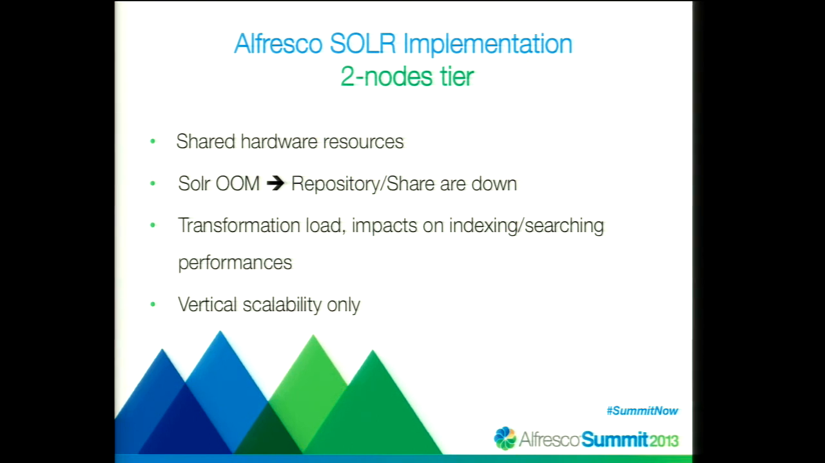When SOLR asks for the content, there is a transformation load on the Alfresco side. So when you put everything in the same box, the indexing process is impacted by the transformation load on the repository, even if they are two separate applications, because both are on the same Tomcat and share the same resources. The transformation load, which is CPU intensive and sometimes memory intensive as well, impacts the indexing, and your end user will have a bad user experience.